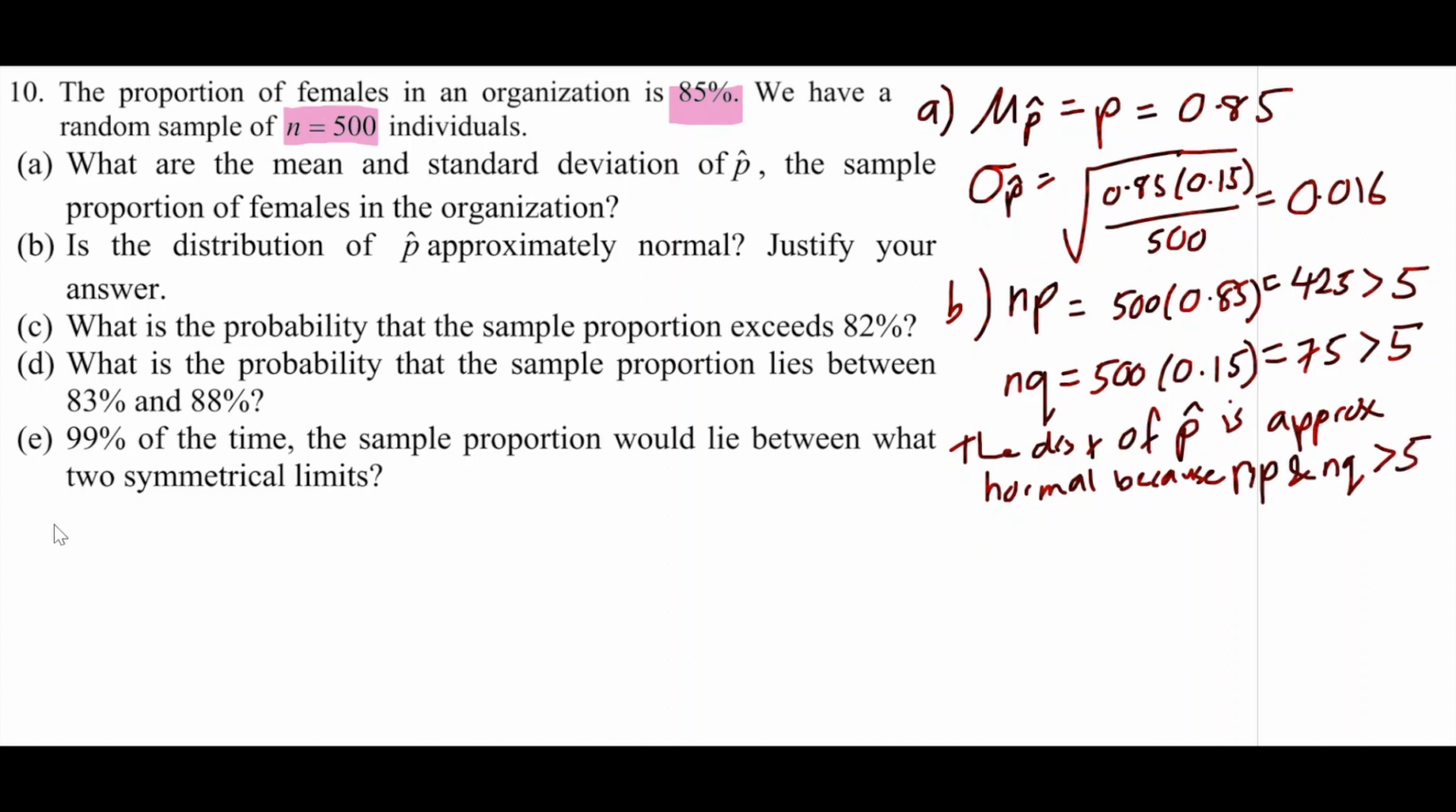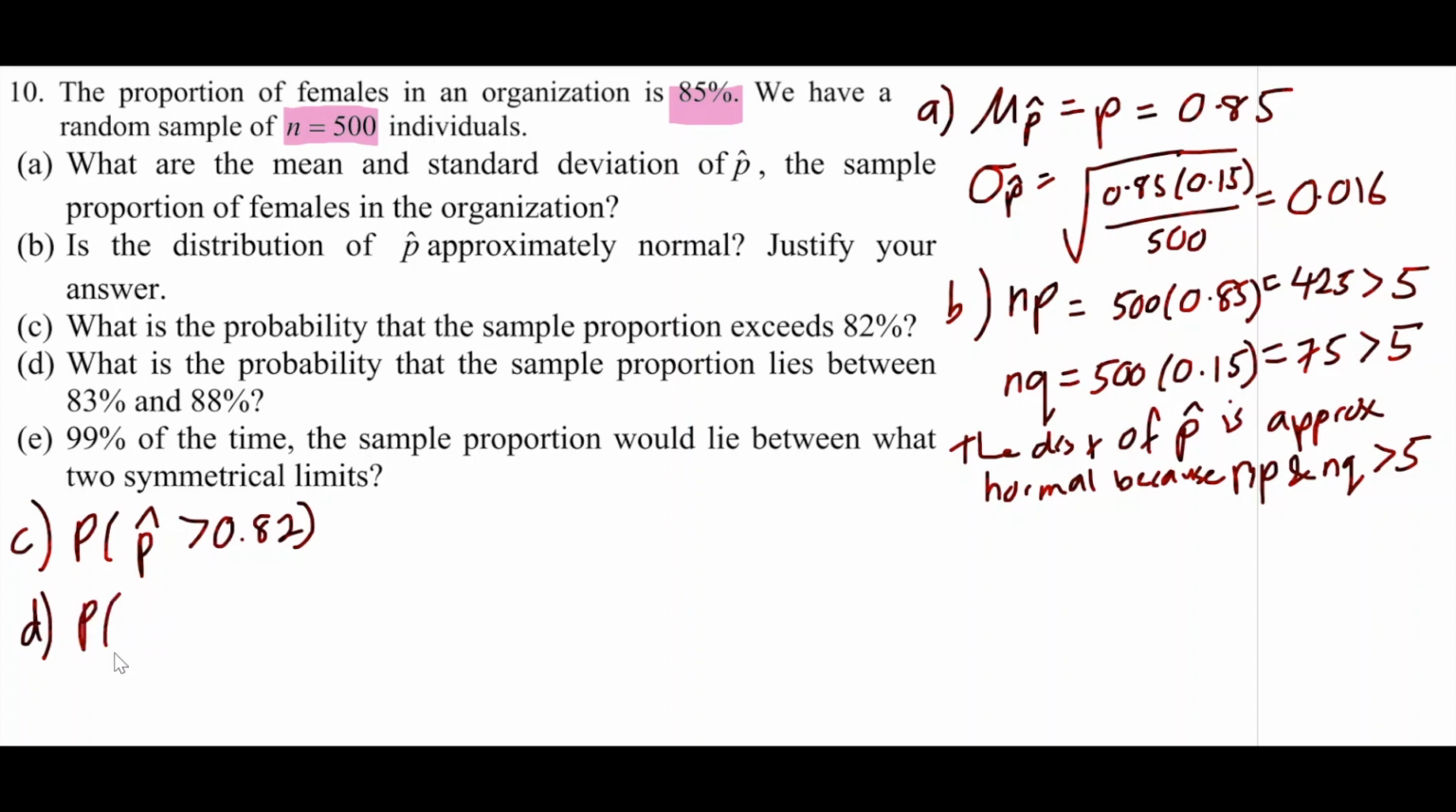Question C. What's the probability that the sample proportion exceeds 0.82? This is quite easy. The probability that P hat exceeds 0.82. So then you would transform to Z and find the probability using your calculator, using the R function in your calculator. In question D, what's the probability that the sample proportion lies between 83% and 88%?